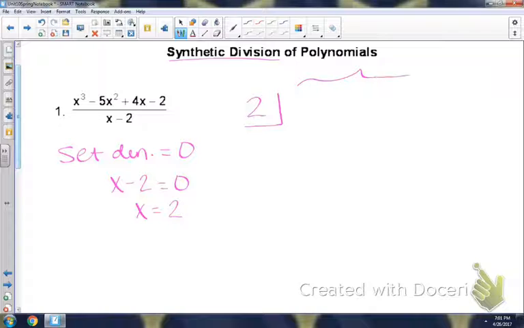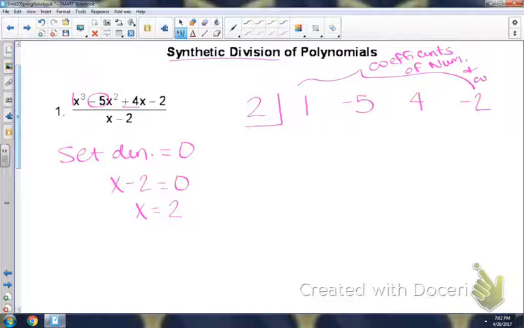All of these numbers here are going to be the coefficients of your numerator. I'm going to start, notice we have an x cubed. Look in front of it, that's a 1, so put a 1. After x cubed comes x squared. Look at that coefficient, that's a negative 5. After x squared comes x, so then we have a positive 4. And then your constant is negative 2. So you're including all of those coefficients and that constant at the end.